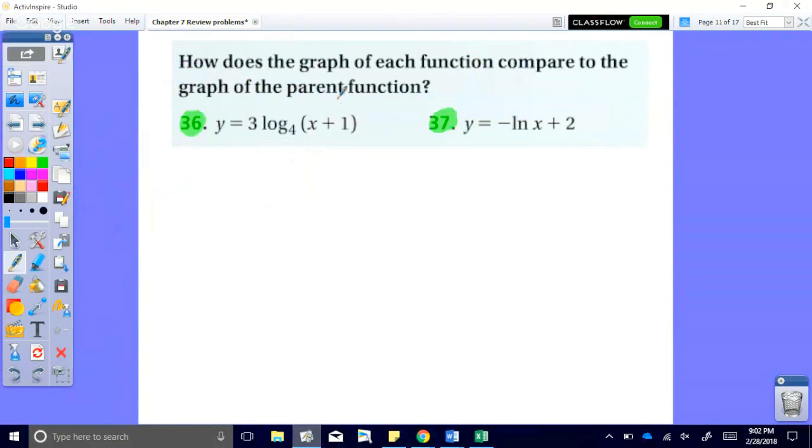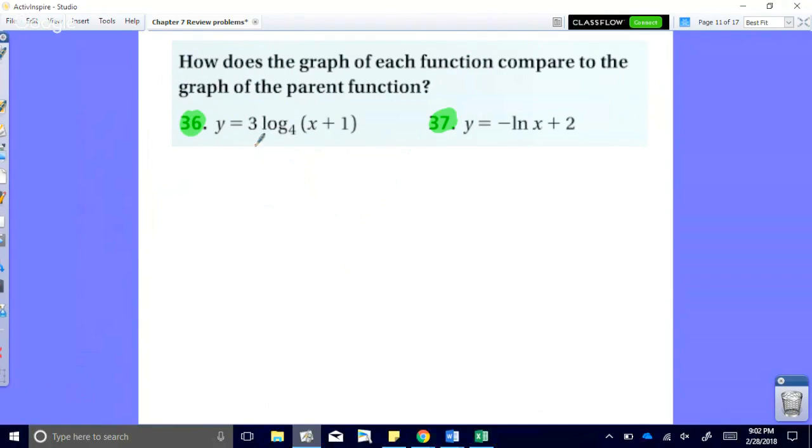All right, so now we're just doing transformations. Anytime we have a number in front, it's either going to be a stretch or compress. Since it's greater than 1, we have a stretch. A +1 on the inside tells me this is going to go to the left one. There's a negative, which tells me it is going to reflect. And the +2 on the outside tells me it is going to go up 2.